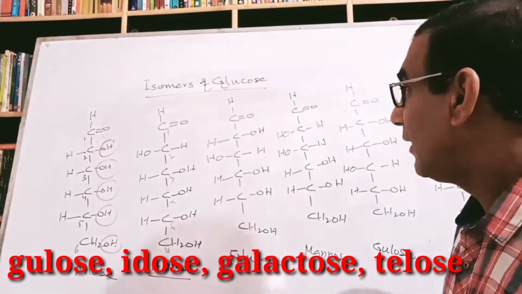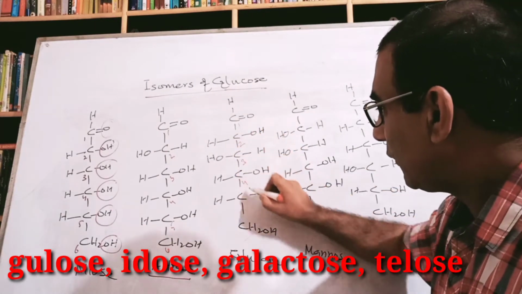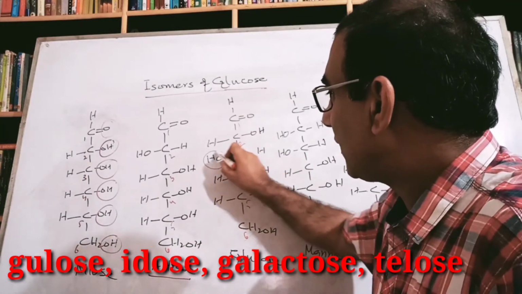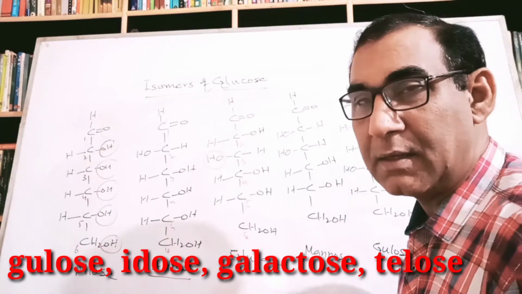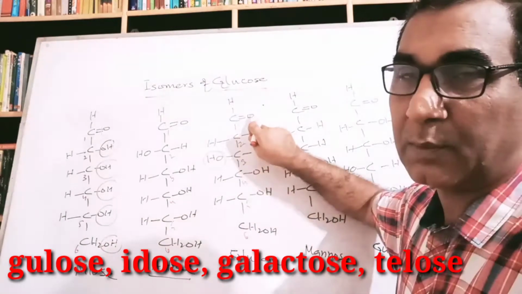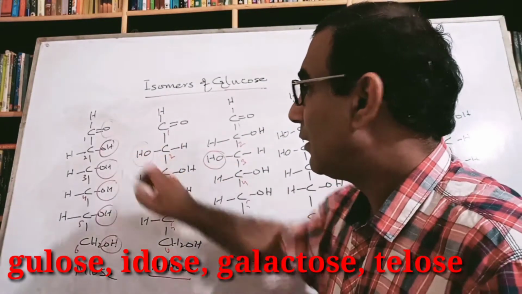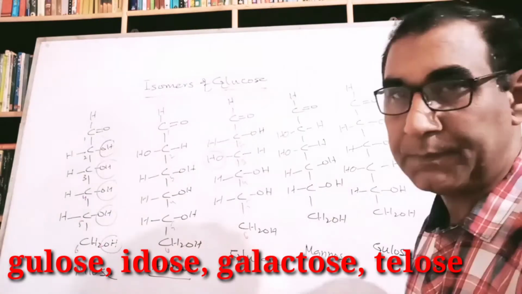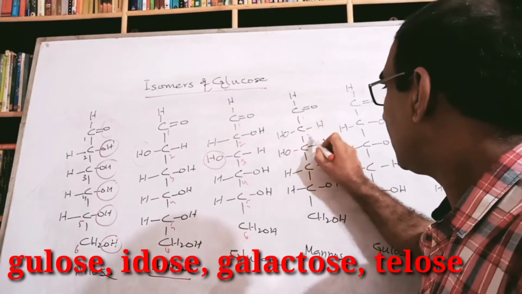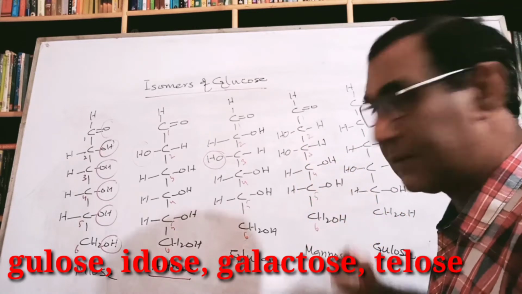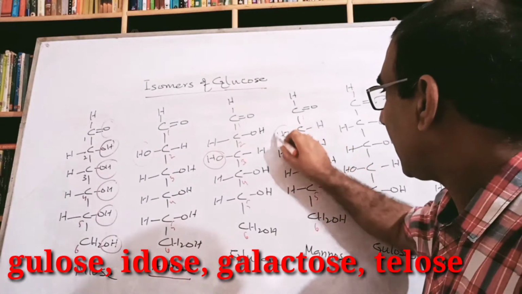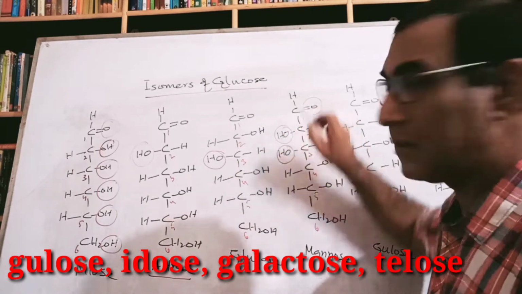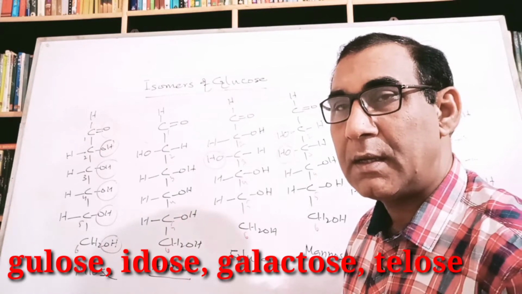You see, 1, 2, 3, 4, 5, and 6. Here, in case of glucose, the hydroxyl group at the third carbon is towards the opposite side of the carbonyl oxygen. Here, it is on the second carbon. Now, let's come to mannose. In mannose, 1, 2, 3, 4, 5, and 6. At the second carbon and the third carbon, the hydroxyl group is towards the opposite side of oxygen. Okay? I think you understand.